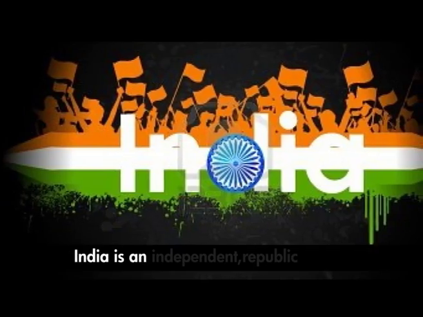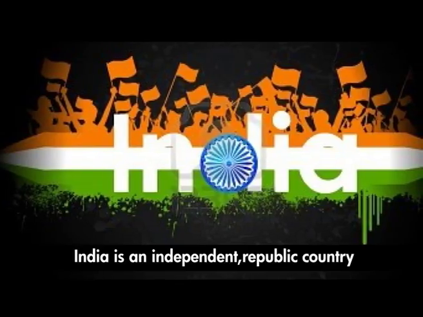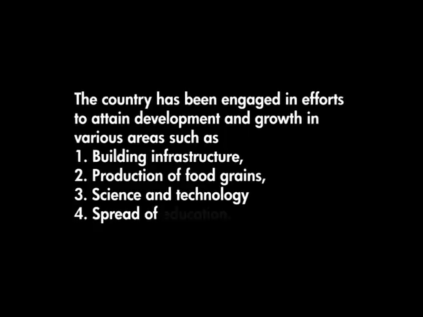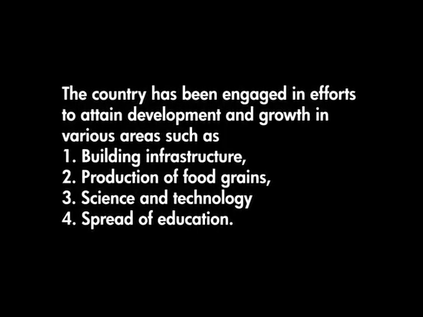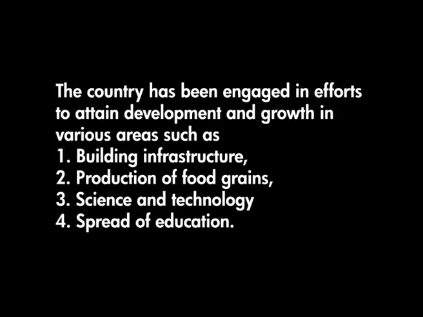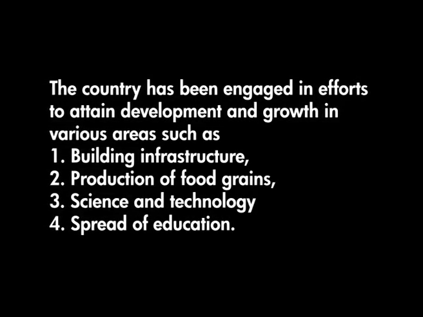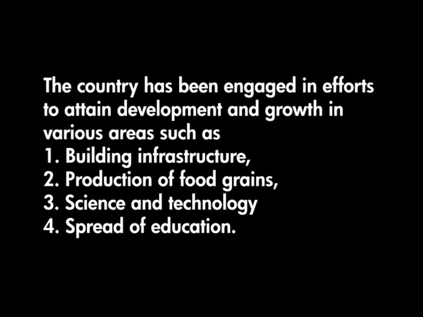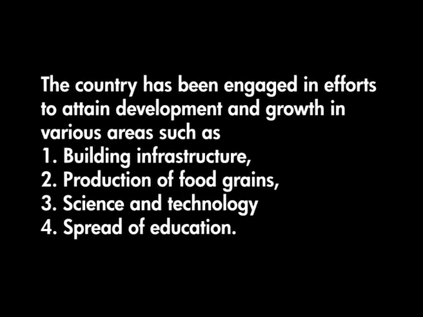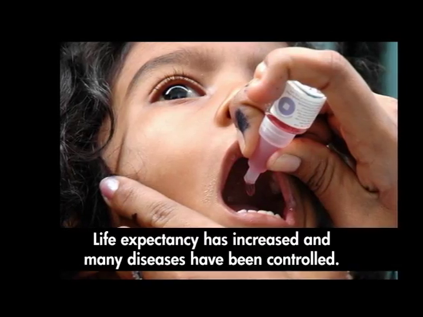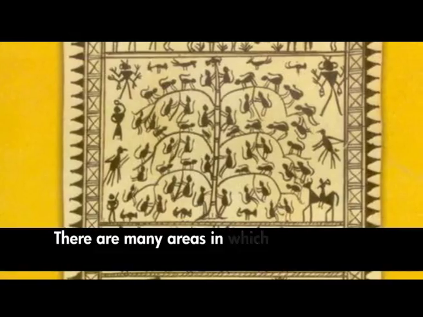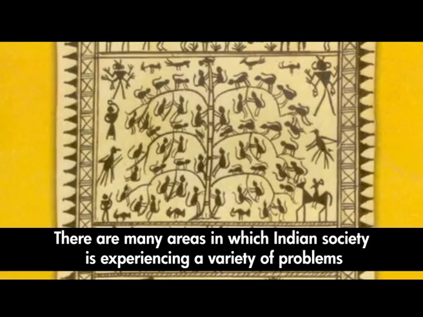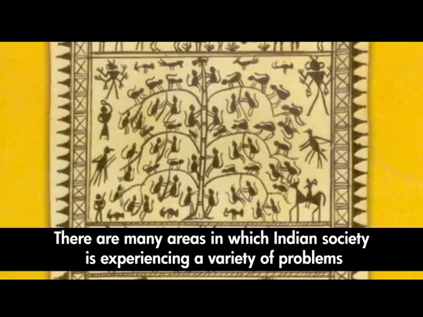It has become an independent country, a republic, more than half a century ago. During this period, the country has been engaged in efforts to attain development and growth in various areas such as building infrastructure, production of food grains, science and technology, and spread of education. The life expectancy has increased and many indices have been controlled. However, there are many areas in which Indian society is experiencing a variety of problems.